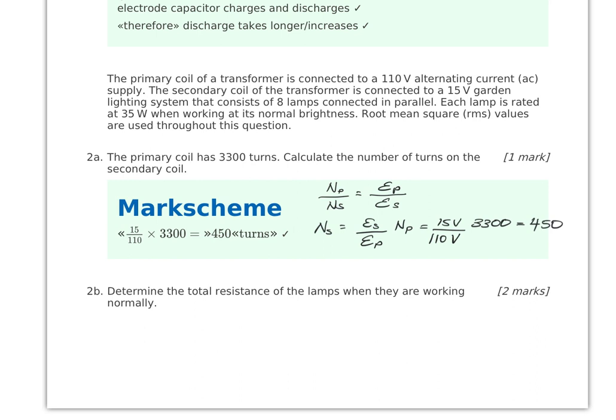Okay, so for 2, we have a transformer connecting 110 volt alternating current to a 15 volt direct current. What's this garden lighting system? I'm assuming that's direct current, and that has 8 lamps connected in parallel. For the transformer, the primary coil is 3,300 turns. I just did the ratio of the primary coil to the secondary coil is equal to the ratio of the voltages, primary to secondary. And I get that the number of turns in the secondary coil is 450, which agrees with the mark scheme. Ding. All right, so 2B.